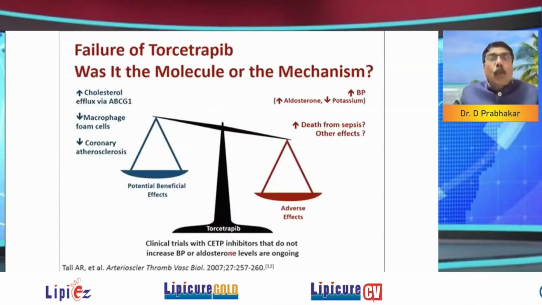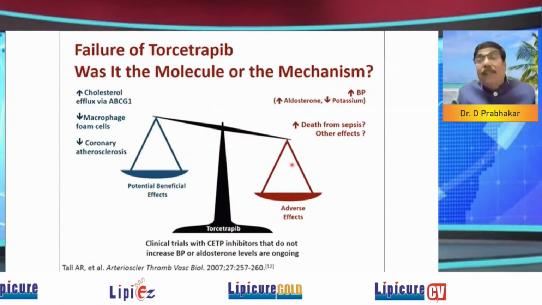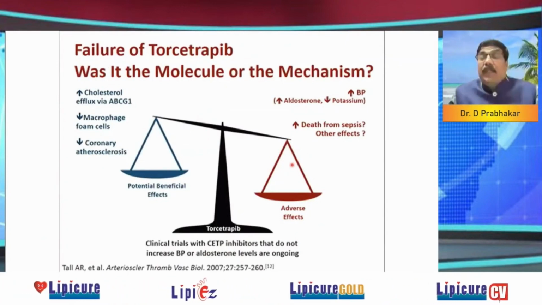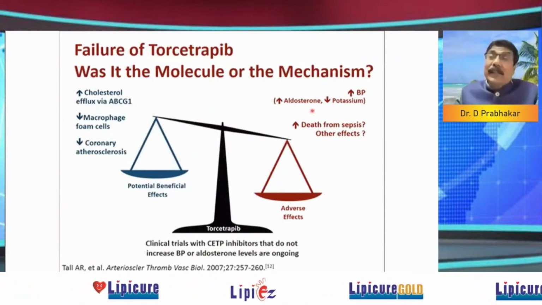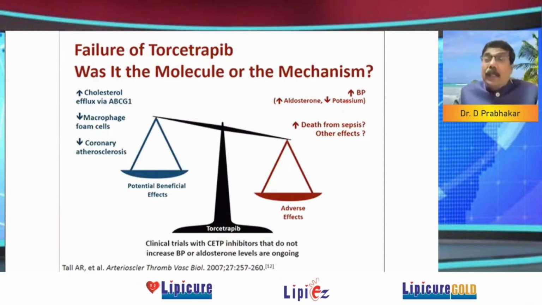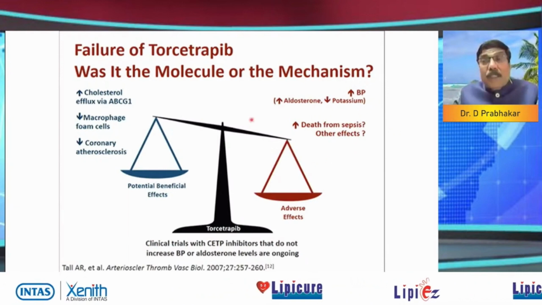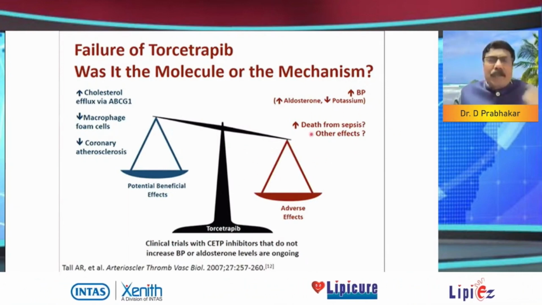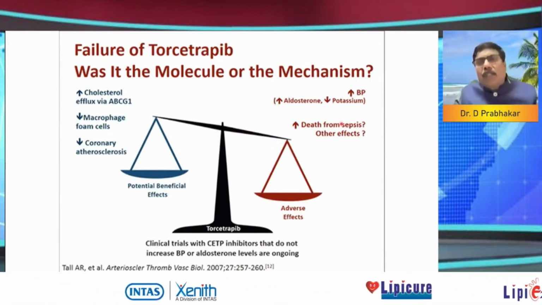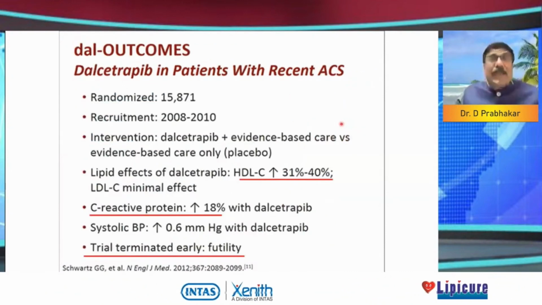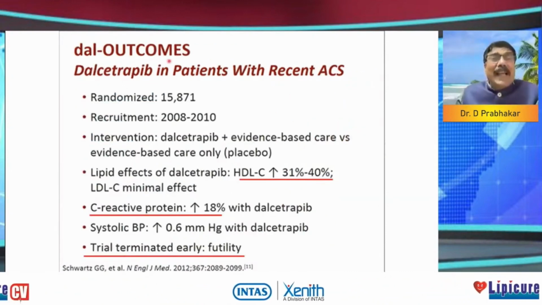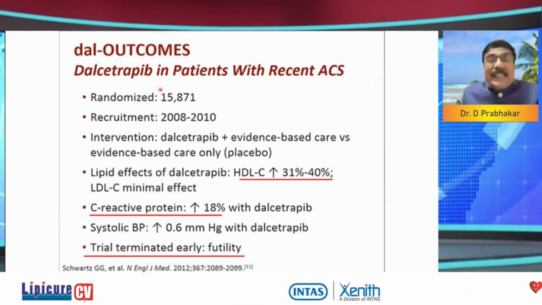So what was the reason for torcetrapib to fail? You increase HDL, we know it should benefit, but it did not show the benefit. So was it because of the increase in blood pressure, increased aldosteronism, or reduction in potassium, or was it death from sepsis, which was seen in this group of patients? They were not very clear, but a lot of these postulations came in. Still, subsequently the second trial came in, which is the dal-OUTCOMES trial with dalcetrapib, which is a molecule.